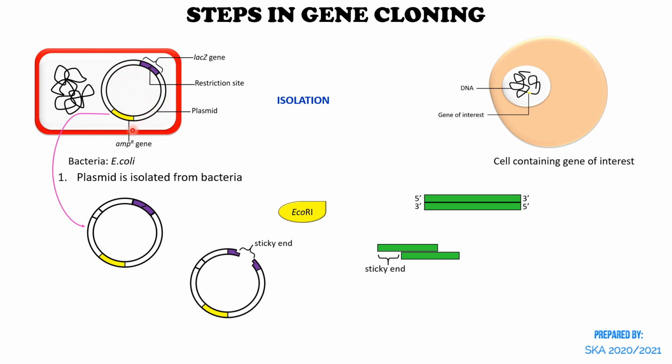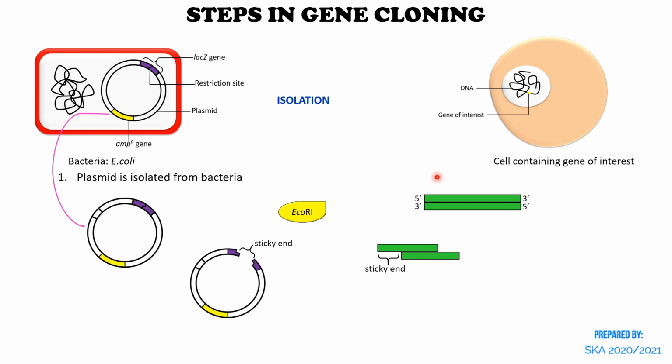Plasmid has selectable genetic markers. For example, the ampicillin resistant gene and also the lacZ gene. Within the lacZ gene consists of a restriction site. A restriction site is a site where the restriction enzyme will cut.